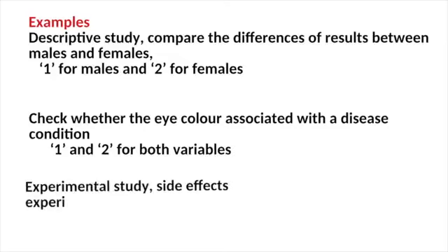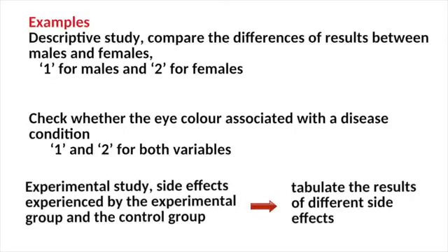If we take another example from an experimental study, where the type of the side effects experienced by the experimental group and the control group are to be compared, the researcher may use the nominal scale and tabulate the results of different side effects. Though the researcher may also assign consecutive numbers for different side effects, it does not indicate that one side effect is higher or lower than the other.